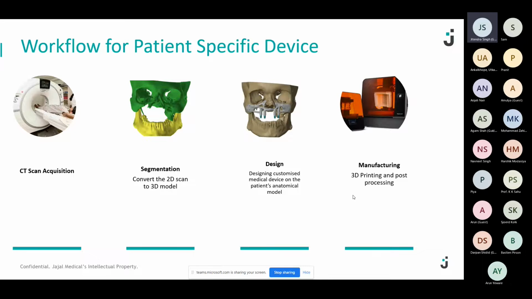I've tried dividing various stages. Most of us would probably be aware, so I'm just reiterating, right from the scan acquisition, then the segmentation, which is nothing but converting your 2D images to the 3D models. And then these models could be used in a design environment, whereby we could do the engineering on that specific anatomy, designing any sort of device, whether it's a guide or a template or probably a custom made implant itself, right?